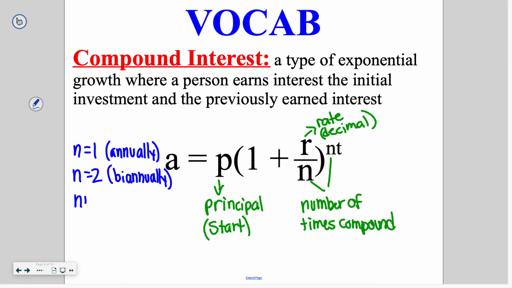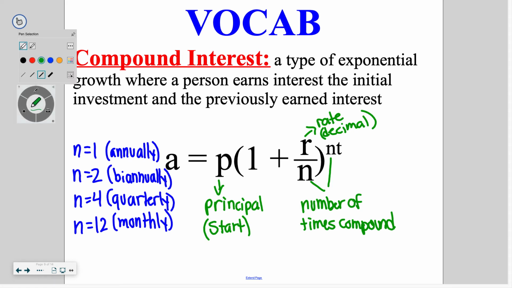If it's talking about quarterly, then that N value is going to equal 4. If it's talking about monthly, that N value is going to equal 12. Sometimes they'll give you specific amounts, like they might say randomly that there are 8 interest periods within the year, and that would mean your N value is going to be 8. So that's the number of times compounded or the number of interest periods within a year.